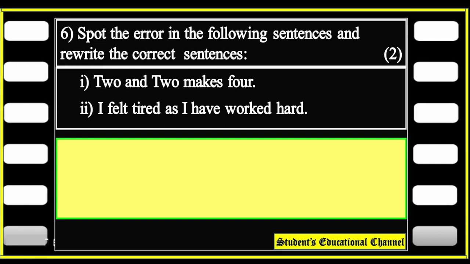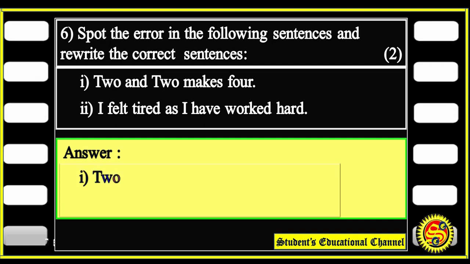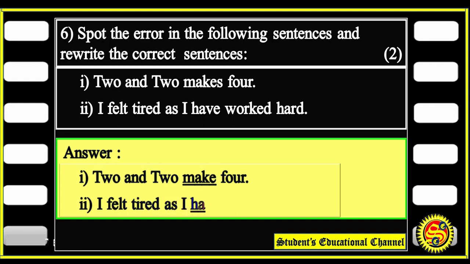Sixth, spot the error in the following sentences and rewrite the correct sentences, 2 marks. First, 2 and 2 makes 4. Second, I felt tired as I have worked hard. Answer: First, 2 and 2 make 4. Second, I felt tired as I had worked hard.